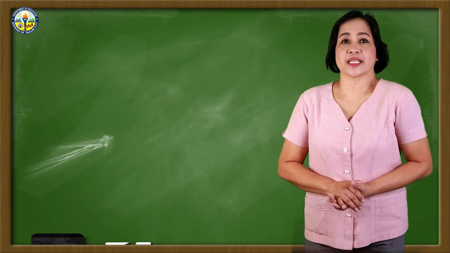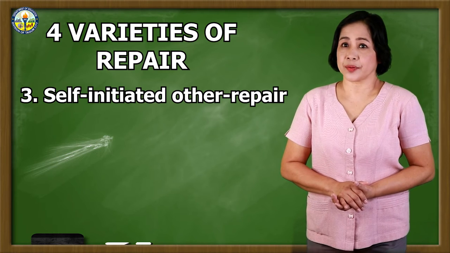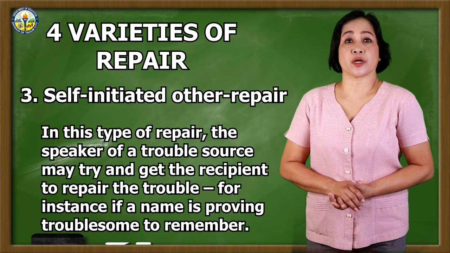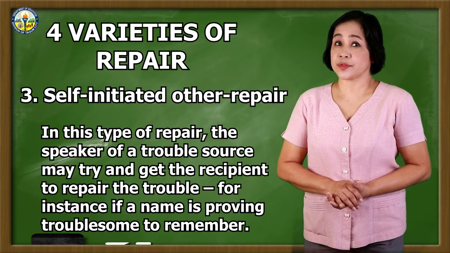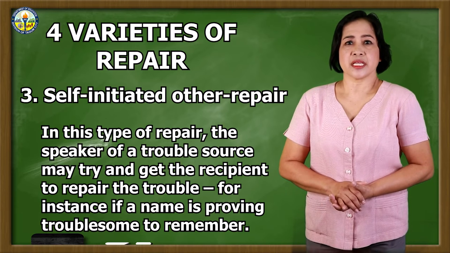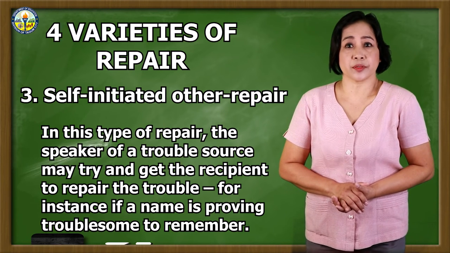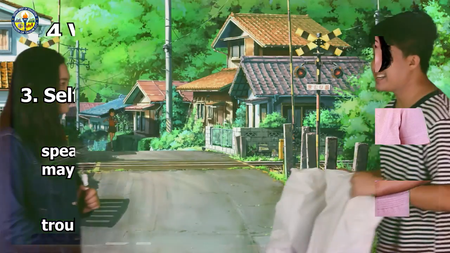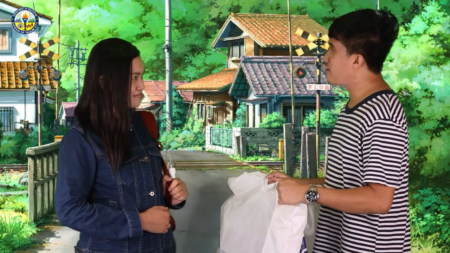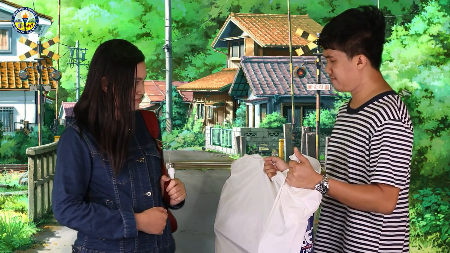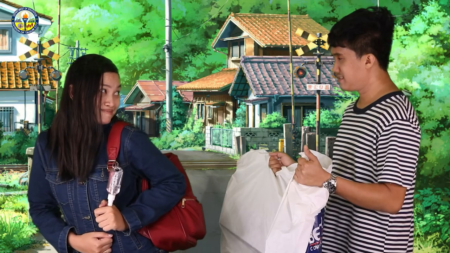Three, self-initiated other repair. In this type of repair, the speaker of a trouble source may try and get the recipient to repair the trouble. For instance, if a name is proving troublesome to remember. Here is the example. I need to pack my things tonight for our recollection on Saturday. So I need to get another bag? Yes, that's right. A bigger bag.